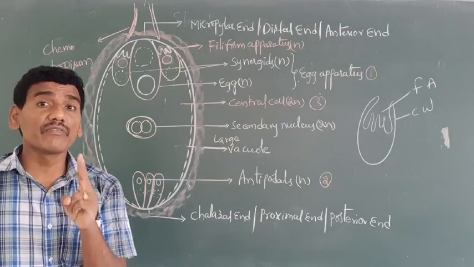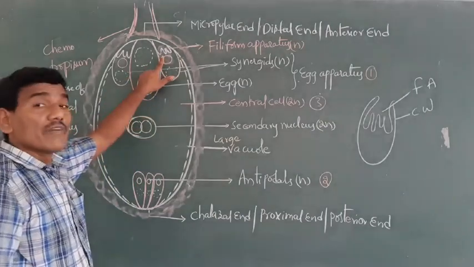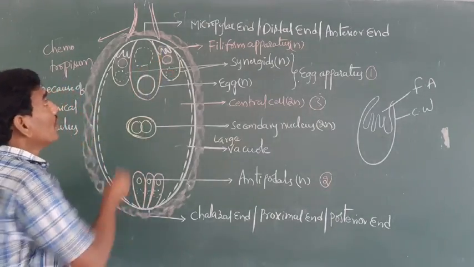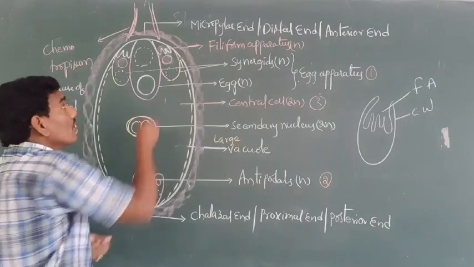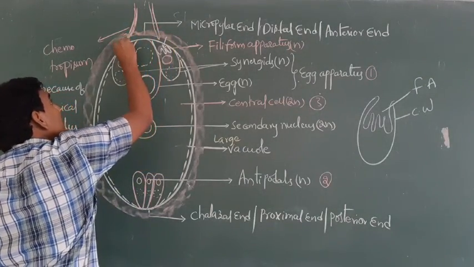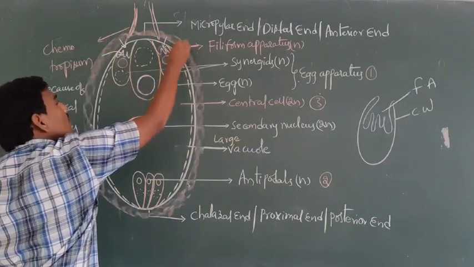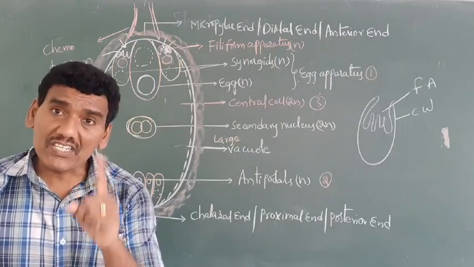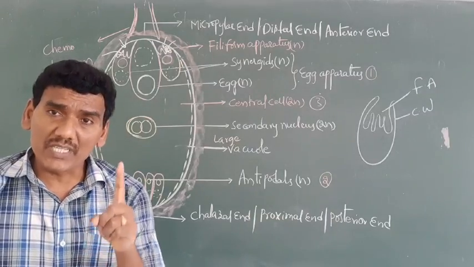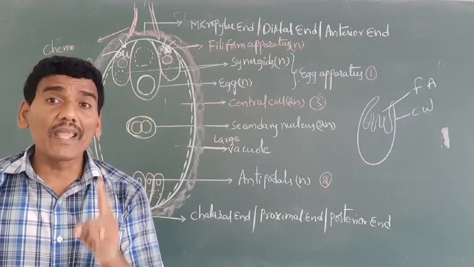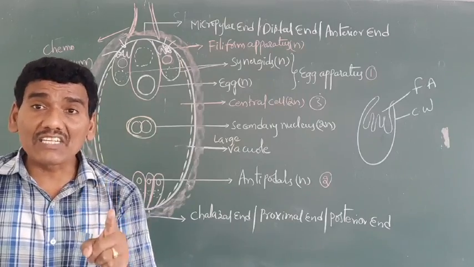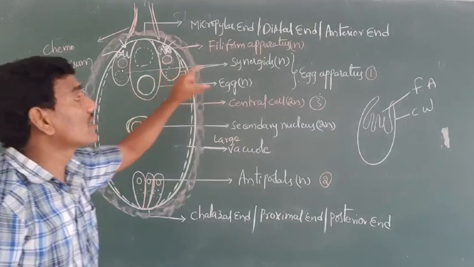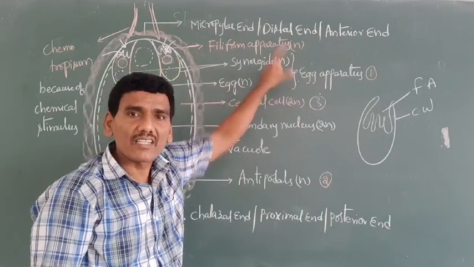The second important function is that the filiform apparatus absorbs or conducts food material from the nucellus to the embryo sac. So there are two main important functions. One function is to guide the entry of the pollen tube towards the embryo sac. The second function is absorption or conduction of food material from the nucellus to the embryo sac. This is about the important characters of the egg apparatus.